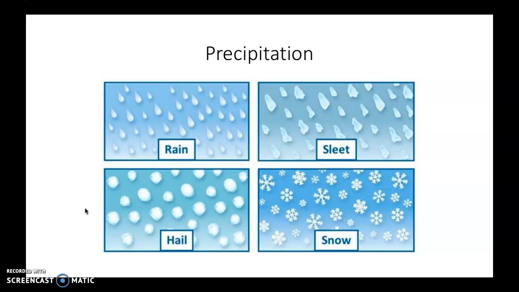Rain is water droplets that fall from the clouds and they reach the surface. Sleet is also water droplets that fall from clouds, but they freeze before they reach the surface.